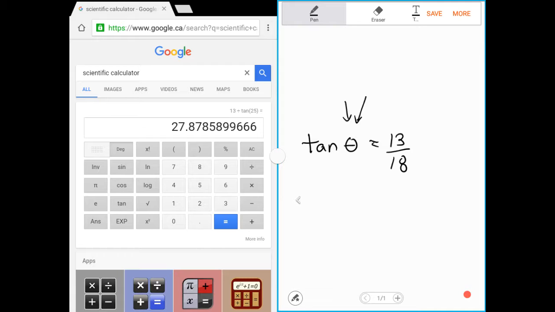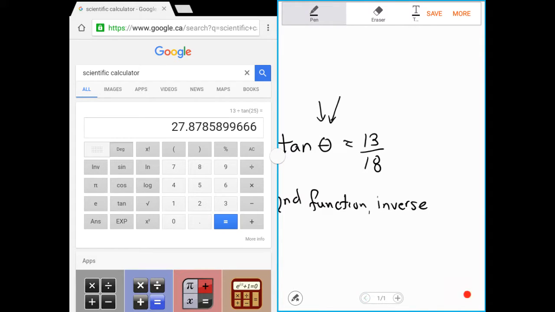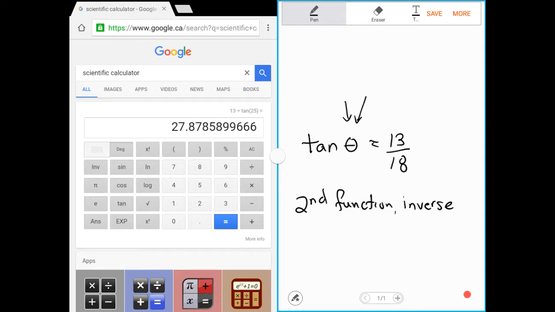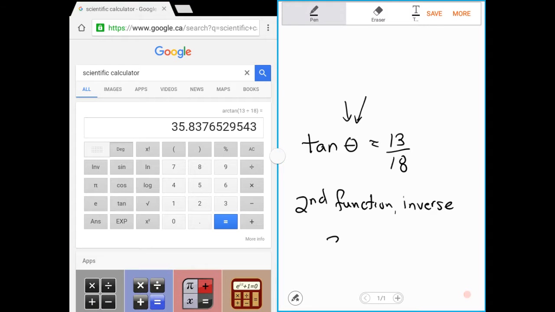As I alluded to in the notes, you must always hit the second function button, or there's an inverse button, or something along those lines. Now, if we are using this Google calculator right here, you'll notice there's the inverse button. So I'm going to show you how you do this. The first thing you must hit, you notice I'm in degrees, you must hit the inverse button. Then go to tan. So inverse, now hit tan, then go 13 divided by 18, hit enter. So we know our missing degree is 35.8 degrees.